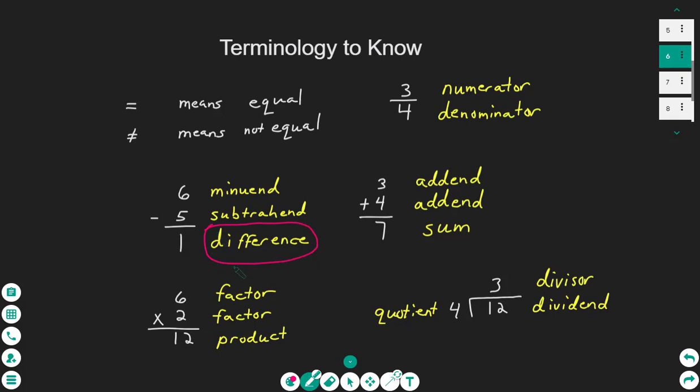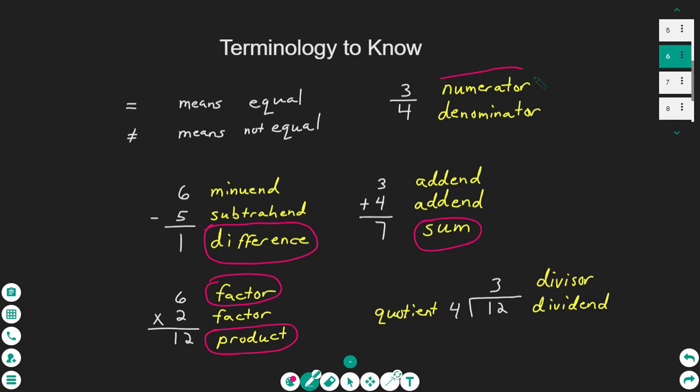Knowing what the word difference means. It's the answer to a subtraction problem. Sum is very important because you need to know that that is the answer to an addition problem. And then factor is huge. You need to know what a factor is. It's one of the numbers being used in a multiplication problem, and you need to know what product is. It's the answer to a multiplication problem.